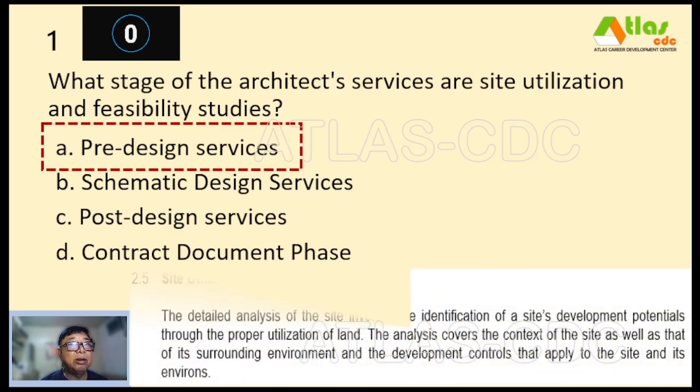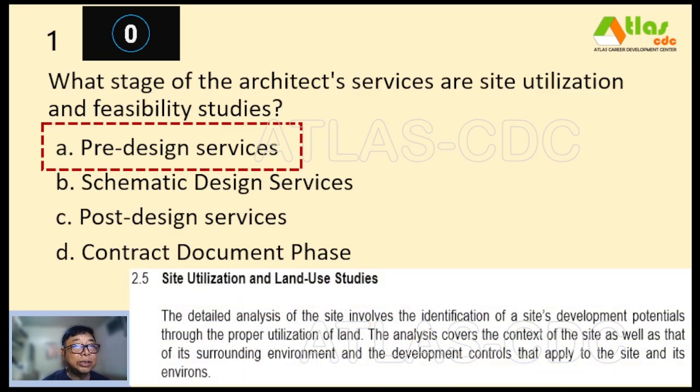So under SPP document 201, pre-design services, site utilization and land use studies includes the detailed analysis of the site involving the identification of a site's development potentials through the proper utilization of land. The analysis covers the context of the site as well as that of its surrounding environment and the development controls that apply to the site and its environs.